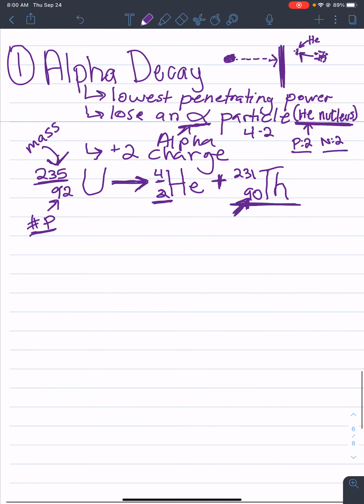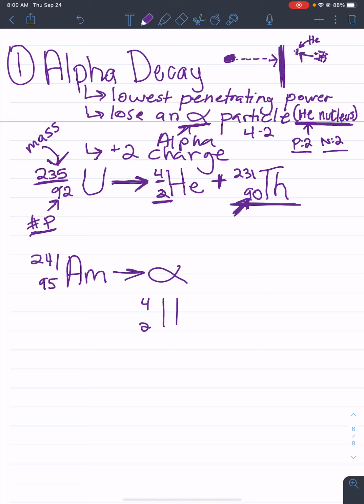If you feel really comfortable with this, you can stop. I'm going to do one more example. I would suggest watching it to make sure you know how to do it. We're going to start off with a particle that's 241 and 95, and it's Am, and then it's going to undergo alpha decay. Remember, we can either write that or we can write this. We need to figure out what our new element is. We take our 241 and subtract 4, because 4 things are leaving. So 241 minus 4 gives us 237.